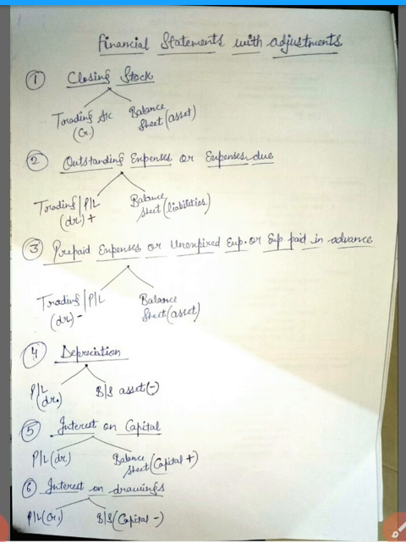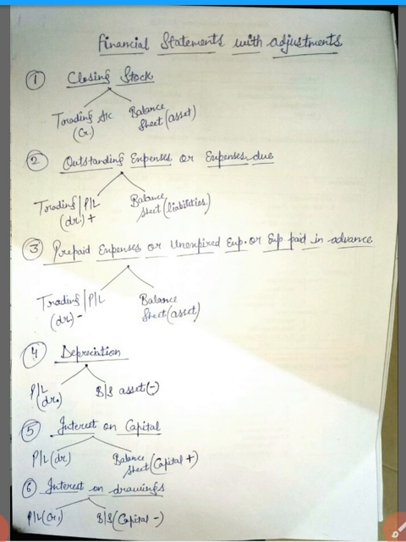So, all items that are brought into the books of account at the time of preparation of the final accounts are termed as adjustments, and journal entries passed to give effect to the required adjustment are known as adjusting entries. So, here are a few adjustments which we will discuss today.